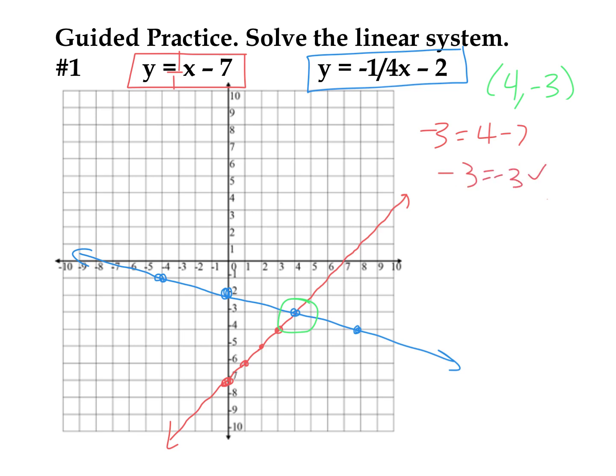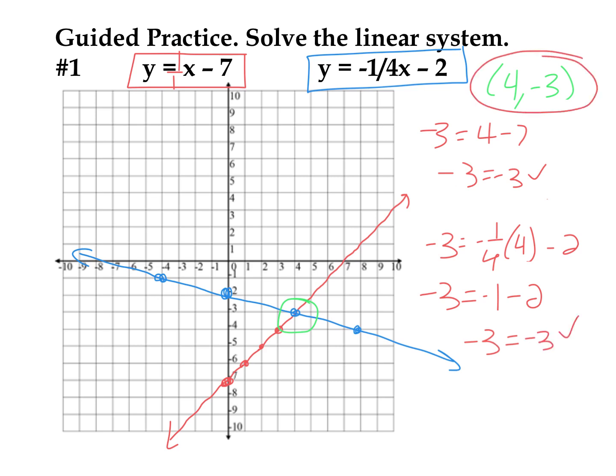That works. Now we want to check in the second equation, so we replace the y with a -3: -3 equals -1/4 times x, which is 4, minus 2. That's -3 equals -1 minus 2, so -3 equals -3. That also checks and works, so I know that 4 comma -3 is the solution to that system of equations. Again, graph the system, find the point where they intersect.